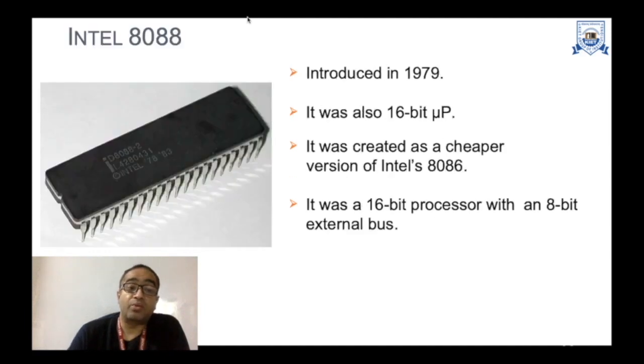Then the 8088 was developed in 1979. Again, it was a 16-bit microprocessor. It was far cheaper than its earlier version, the 8086. And it was a 16-bit microprocessor with an 8-bit external bus.